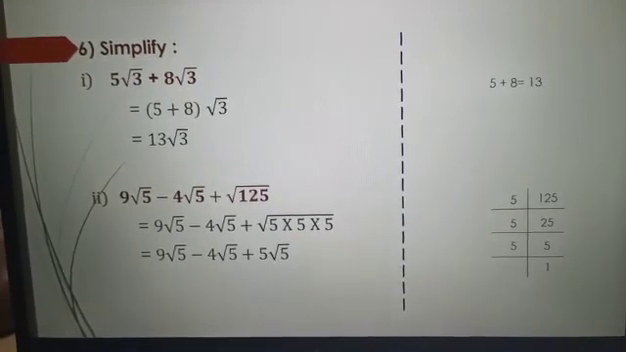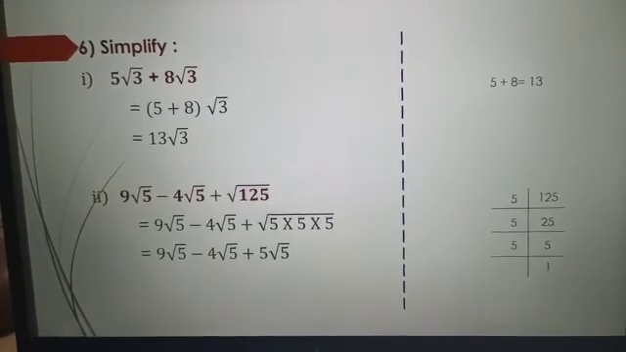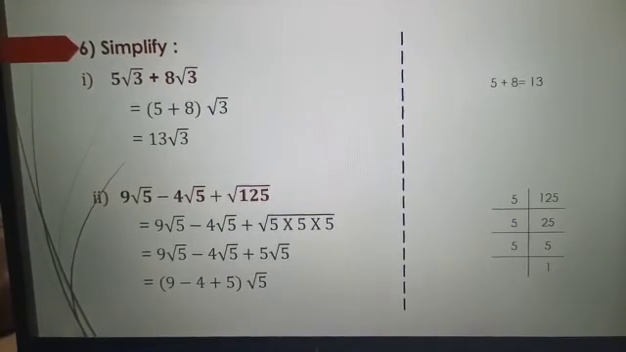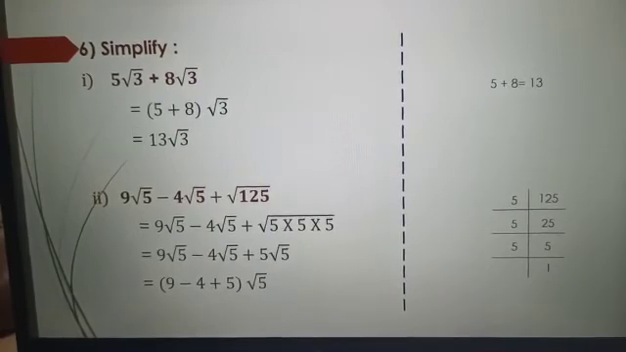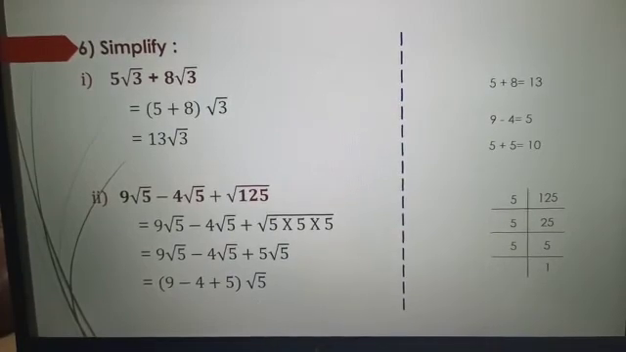See here the numbers are 9 minus 4 and 5. So we have to solve first. That is 9 minus 4 plus 5. 9 minus 4 is equal to 5. Now 5 plus 5 is equal to 10. So last the answer is 10 square root of 5.